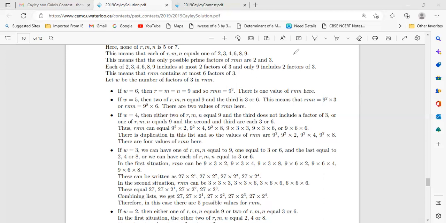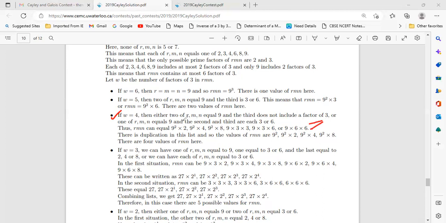So they're saying that 2 of the numbers are 9. So let's say R and M are 9, and then the third one has to be 6. Or M and N are 9, and then R is 6, and there are altogether 2 values. So what if W is 4?